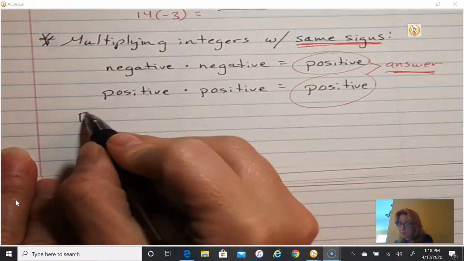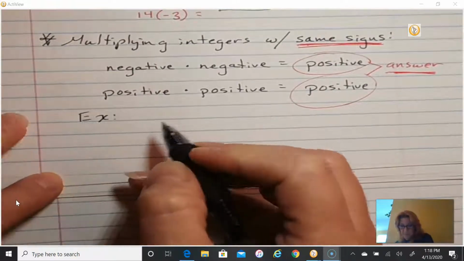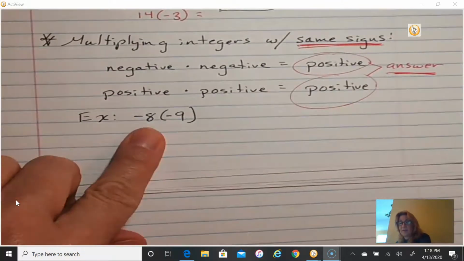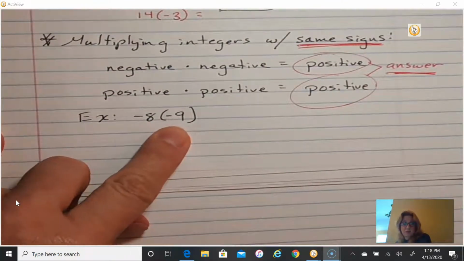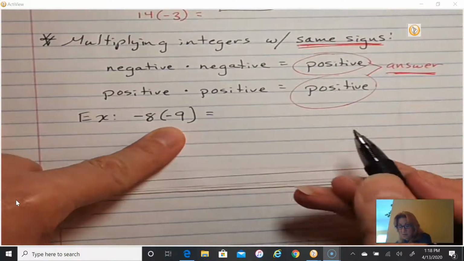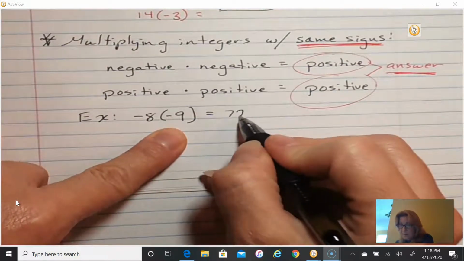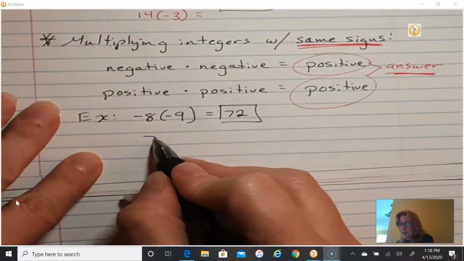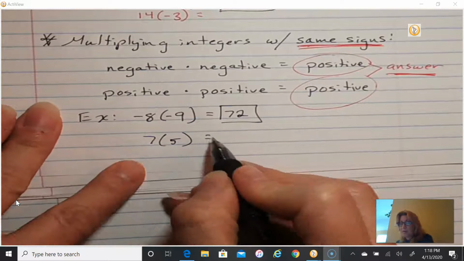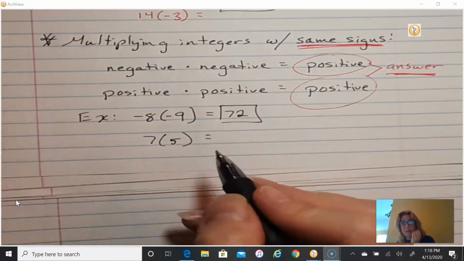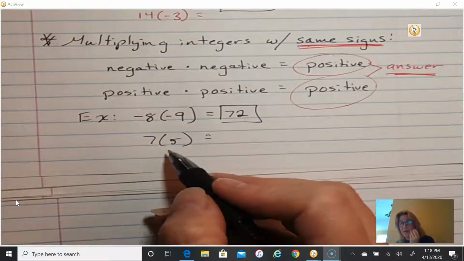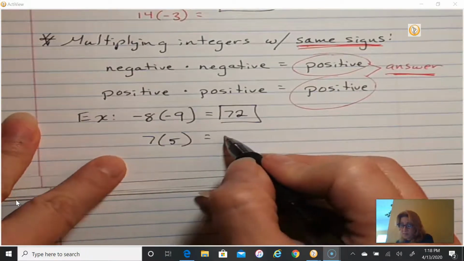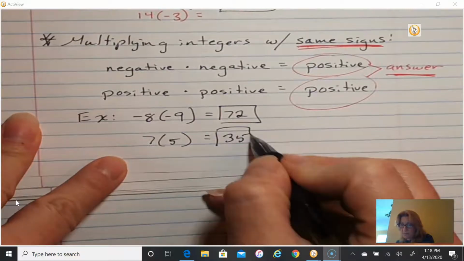For example, negative 8 times negative 9. You have a negative and a negative. Signs are the same, so the answer is positive 72. If I have 7 times 5, both of those are positive. Positive 7 and positive 5. Multiplying, that would be positive 35.